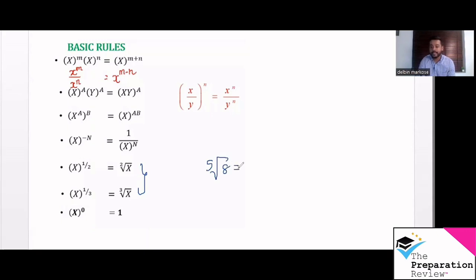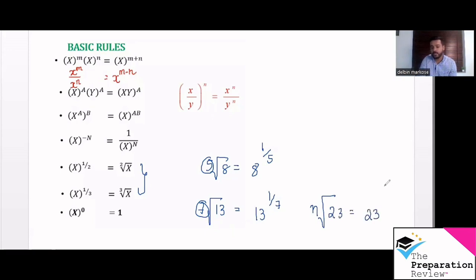I can write it as an exponential expression, that will be 8 raised to 1 over this number, that's 1 over 5 here. For example, let's say 7th root of 13. I can write it as 13 raised to 1 over this number, that will be 7. Let's say nth root of 23. I can write it as 23 raised to 1 over this letter, that will be n. That's what is written here.